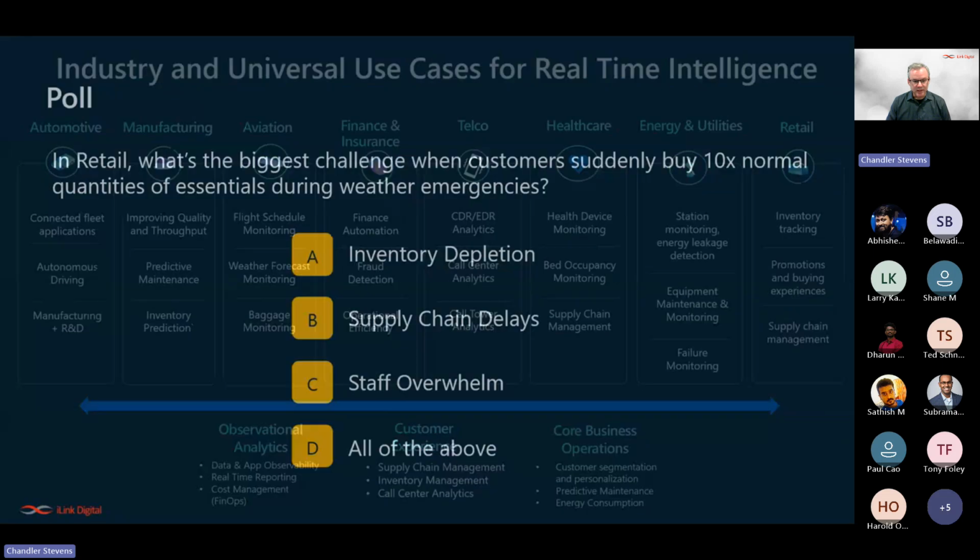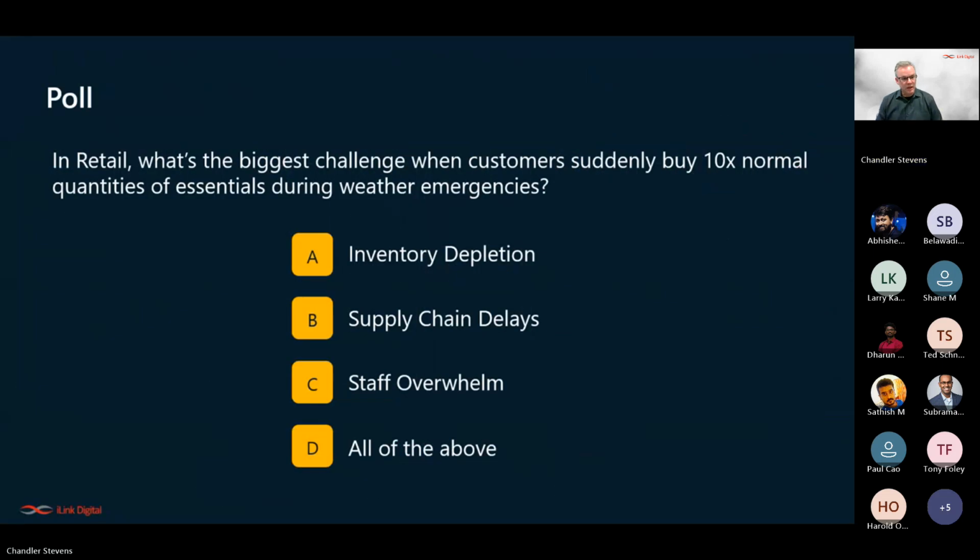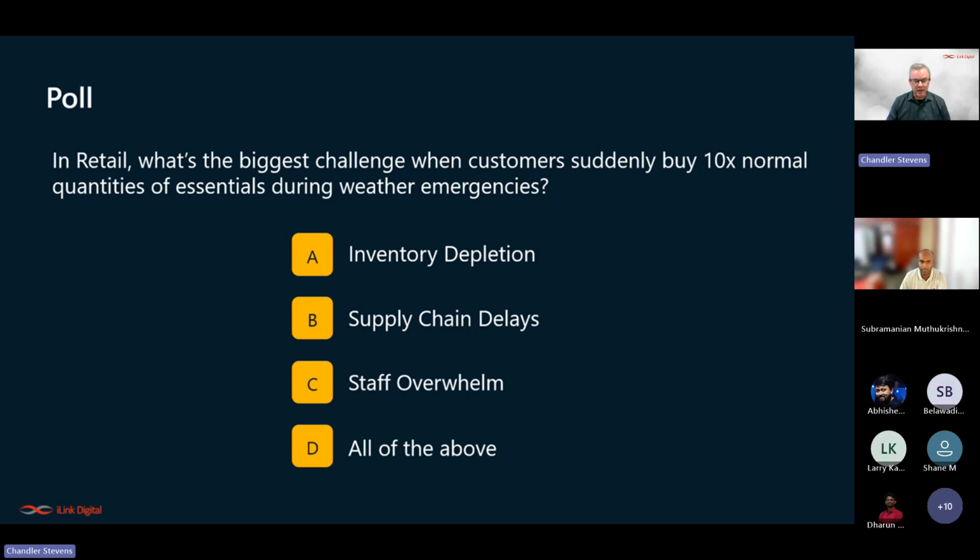So with that in mind, I'd like to put up a poll. This is a retail specific poll, and we'd ask you to please participate. What's the biggest challenge when customers suddenly buy 10 times the normal quantities of essentials during weather emergencies? You can see here the 4 options: depletion of inventory, supply chain delays, overwhelm of staff, or all of the above. Give you just a moment to fill in that survey.